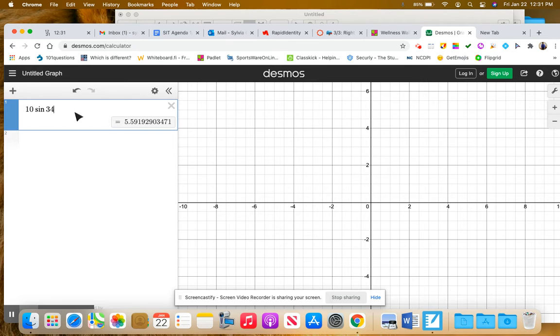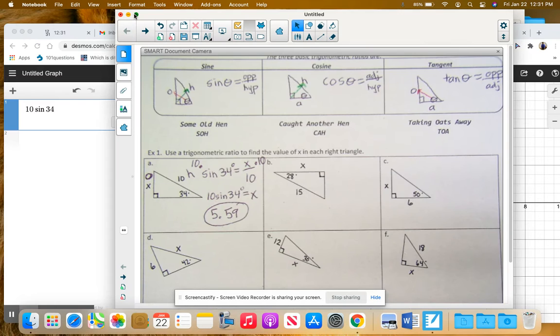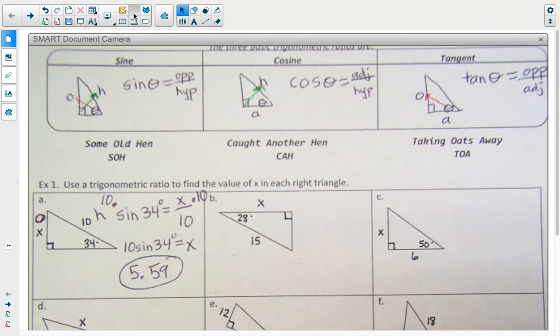That gave me 5.59. I'm going to round to the nearest hundredth, so 5.59 is our answer. If I go back to my sheet, I typed that in Desmos, and it gave me 5.59. So you can type in your answers in Desmos. Make sure you put it in degrees.